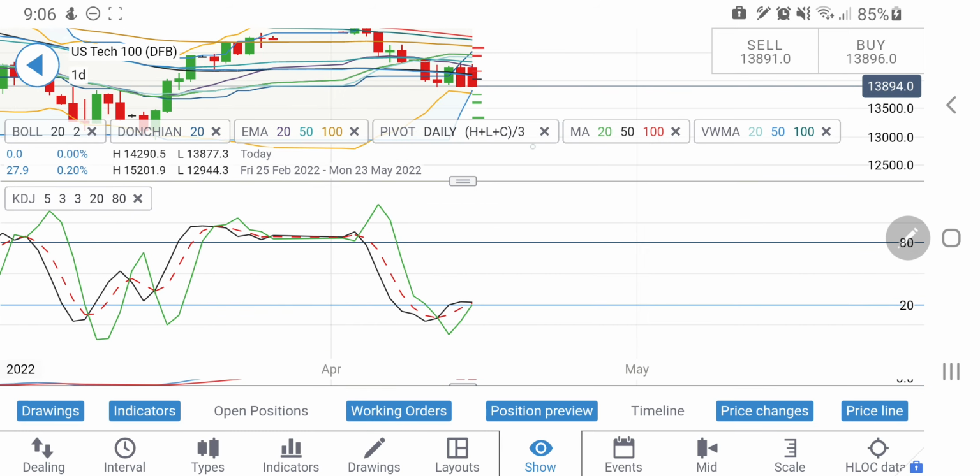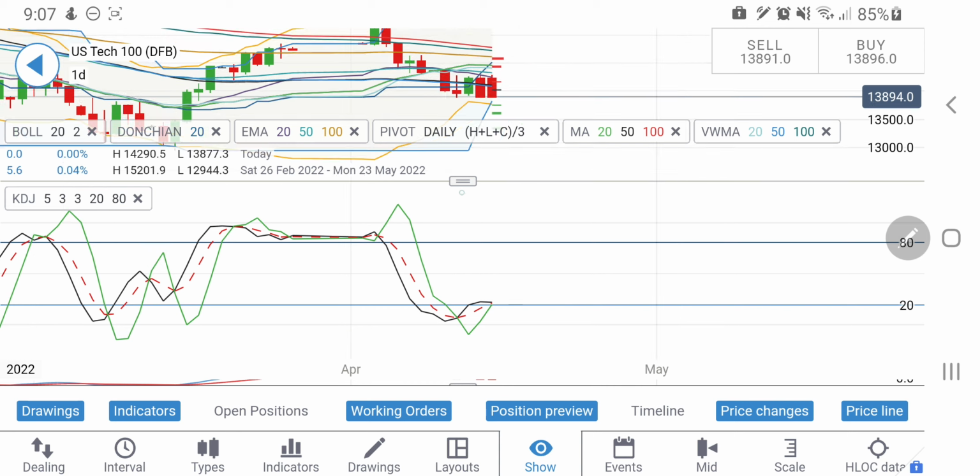Also look at the stochastic. It was overbought here, and from the overbought zone I had given a shout that it is overbought and may see a drop. It has dropped. Now it is again trying to retrace back a bit. However, it is again oversold. So from here it may try to retrace back again on the upside.